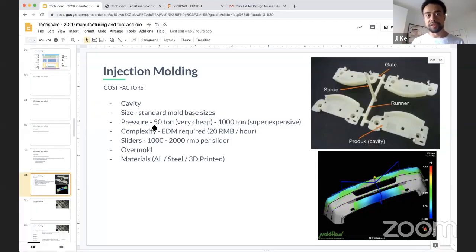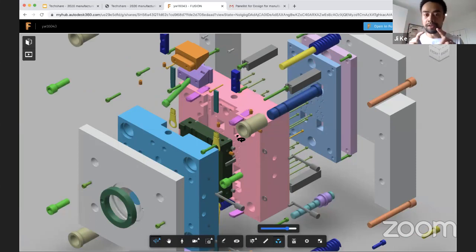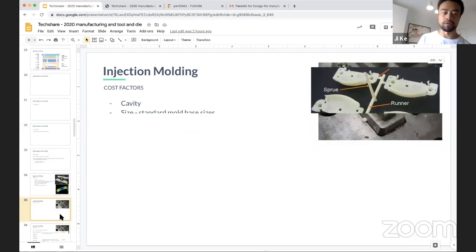Size: you also want to use standard mold sizes, right? Even if you do one part here, the mold might not be smaller because it needs to fit in a standard mold size. And then pressure, how much pressure it needs. Let's say a plastic chair will require very high tonnage of pressure, probably in the 1,000 to 2,000 range, but a smaller one, like what you see on the right side here, would probably use a very small 50-ton machine, right? How many sliders do you have? Do you have overmold? The materials all come into play, right?